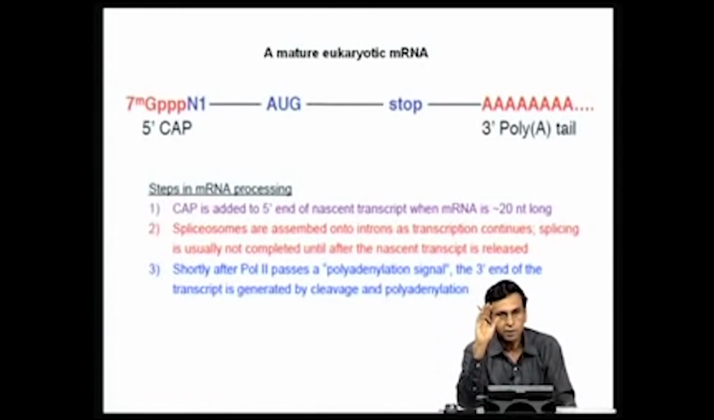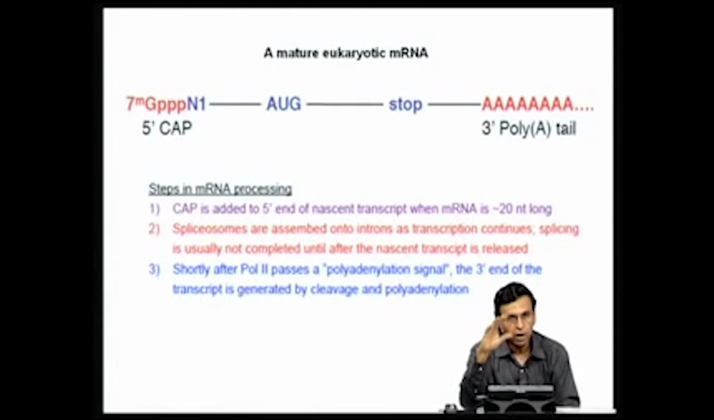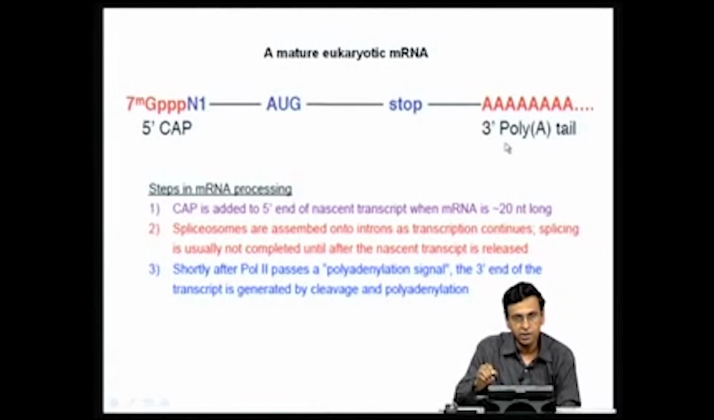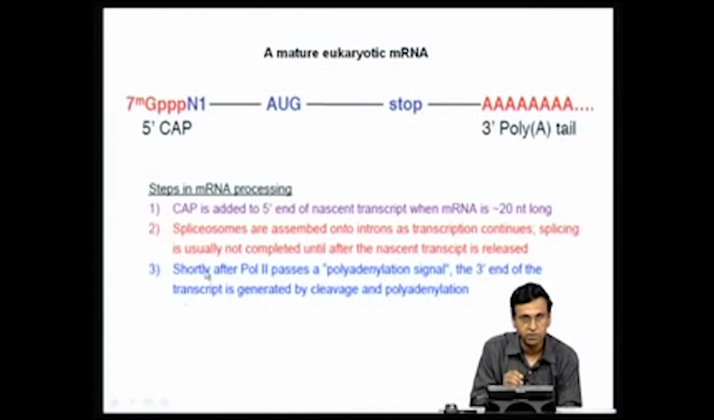So, the bottom line, what came out of this lecture and the previous lecture is that a mature eukaryotic messenger RNA contains a 5' cap, a 5' methyl cytosine at the 5' end. So, it is capped, and then all the introns are removed, and then it contains the poly A tail at the 3' end. And there are three major RNA processing mechanisms that we have discussed so far.